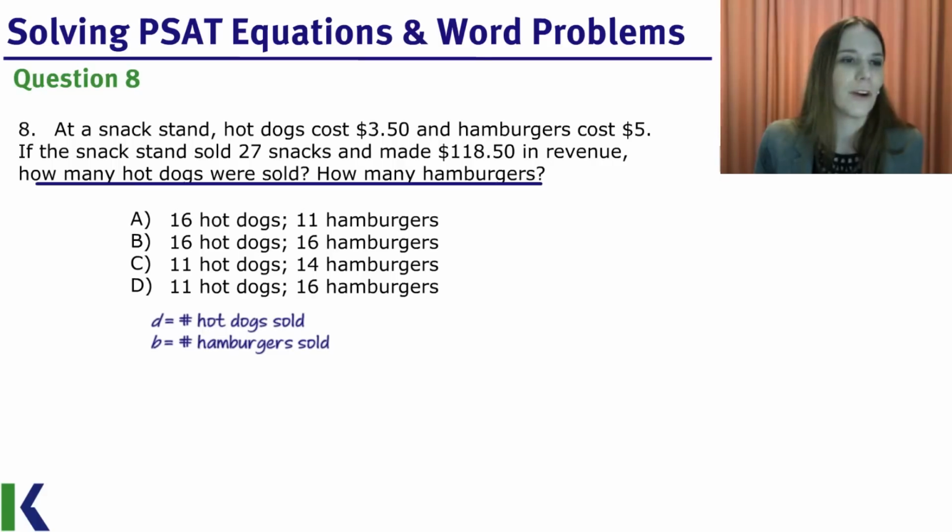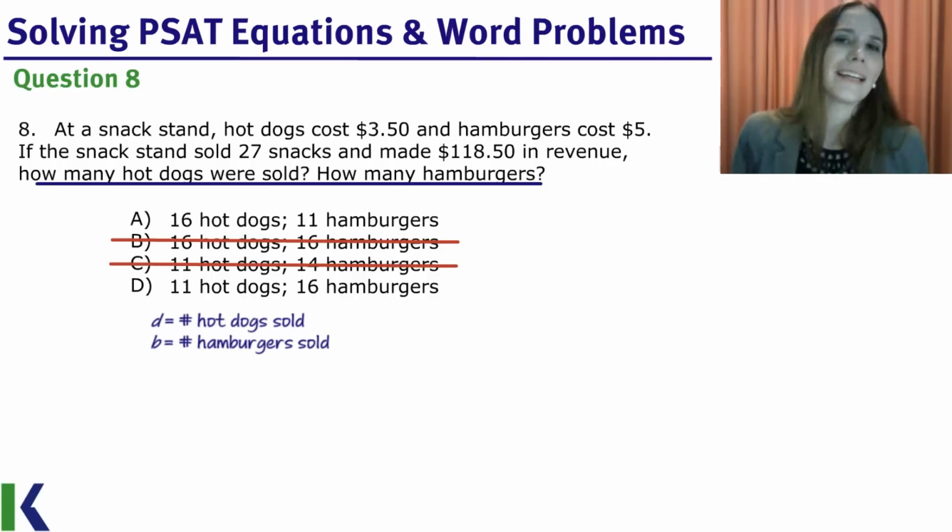I'm seeing some of you are already telling us to get rid of some of these. So total number equals how much? 27. Take a look at these answer choices. 16 plus 16 does not equal 27. 11 plus 14 does not equal 27. So by doing very basic work, we've already eliminated 50% of our answer choices here.